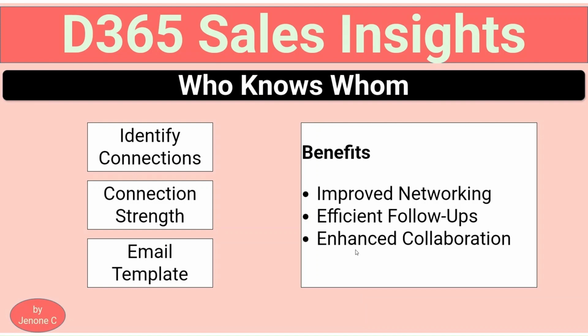Basically, these details will be available in the contact form as well as in the lead form within the who knows whom widget. It will list down all the internal users or colleagues who have had consistent email interactions or appointments with that lead or opportunity. It will also tell whether the relationship with the lead or contact is strong or weak, and it will have the option to send an email to the colleague to get introduced to the lead or contact.